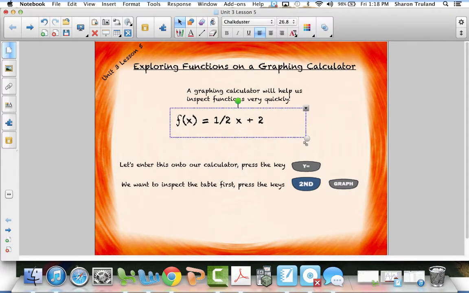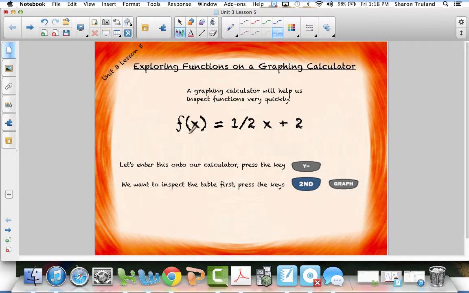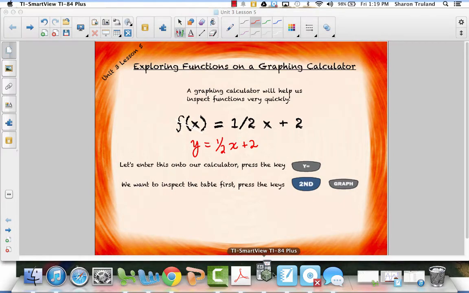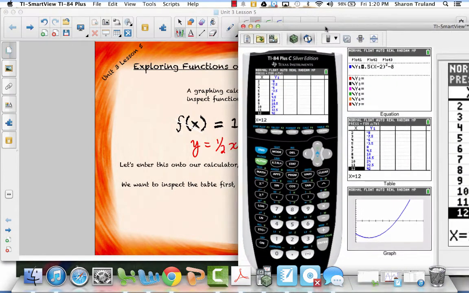And remember that f of x is really fancy for y. And especially when we're graphing, because we need points x and y to graph, we have to remember that. So I'm going to get up our graphing calculator. So here's my graphing calculator.